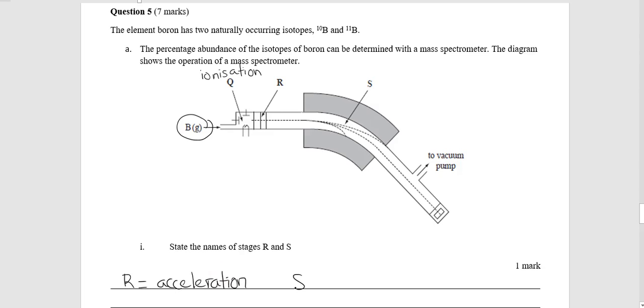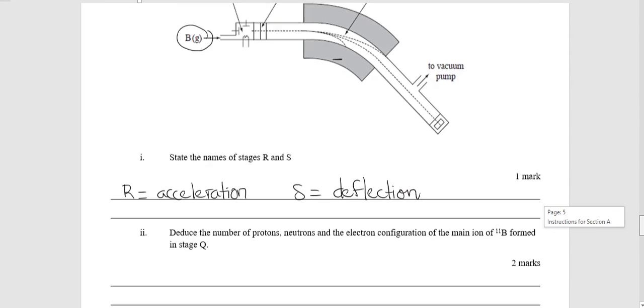followed by S. Now S is probably the most important stage in mass spectrometry, and that's deflection. So that's when the positively charged ions move towards the negative terminals of the magnetic field, but each will deflect to a different degree. Yes, it will deflect differently depending on how heavy it is. So S is deflection. Okay, so you need both of these for the first mark. I think it's a half a mark each.